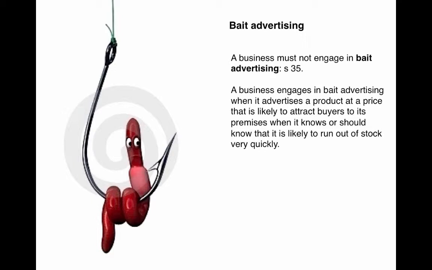But when a business advertises a product generally at a very low price, knowing that it's either likely to run out very quickly or that it in fact has none of these items in stock at the relevant premises, it will be found to have engaged in bait advertising and to have contravened the Australian Consumer Law.